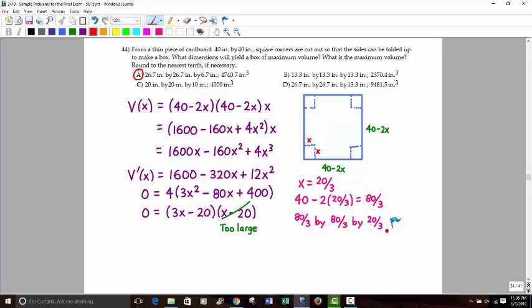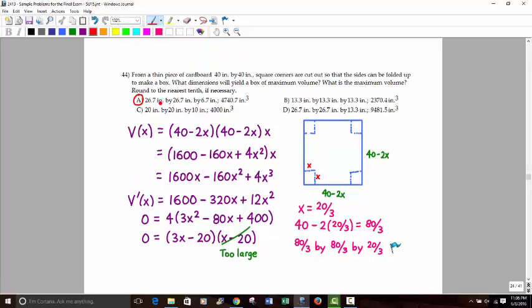So then that gives you the value for x, and to get the other dimensions, you plug the 20 thirds back into the 40 minus 2x. So 20 over 3 is 6.6667, rounded to 6.7. And then when you plug 20 thirds in there, you get 80 over 3, which is 26.7. So the answer is A. Then the volume would be those three numbers multiplied together. 80 over 3 times 80 over 3 times 20 over 3. That would be your volume.